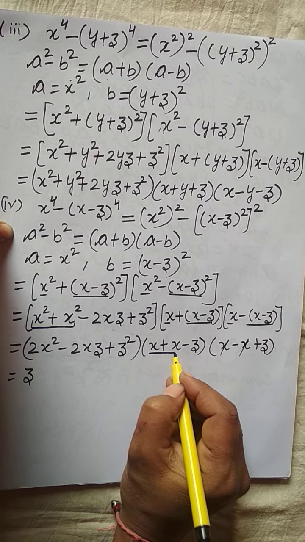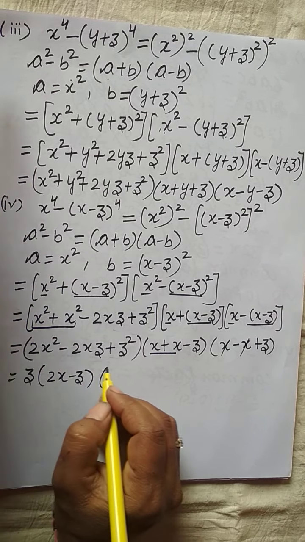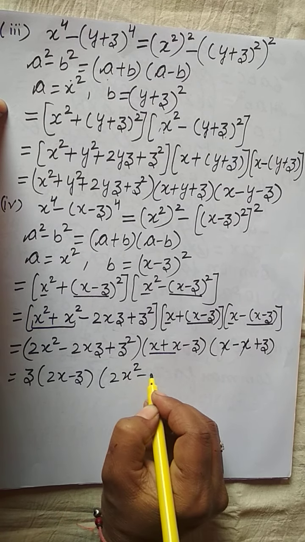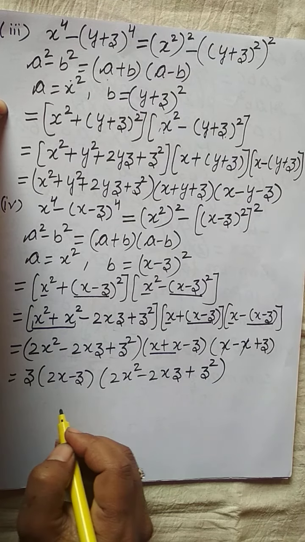into 2x minus z into 2x square minus 2xz plus z square, which is the required answer.